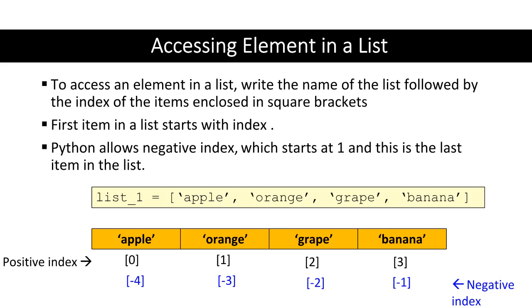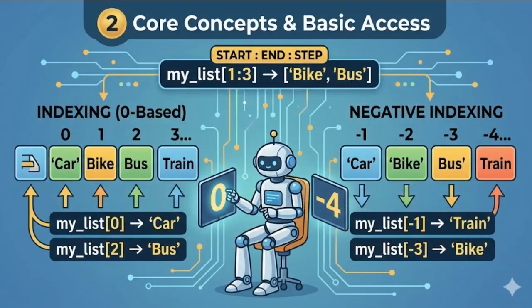Here, we access elements using indexing. For example, list_1[0] returns apple because indexing starts at 0. List_1[1] returns orange. For negative indexing, list_1[-1] returns banana, which is the last item. List_1[-2] returns grape. Python counts backward when using negative indices. Indexing allows us to retrieve specific elements from a list. Positive indexing starts from 0, while negative indexing starts from the end of the list. This makes accessing elements flexible and efficient.